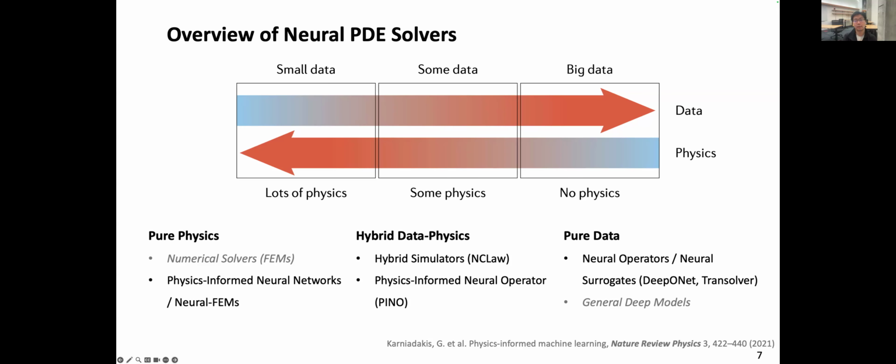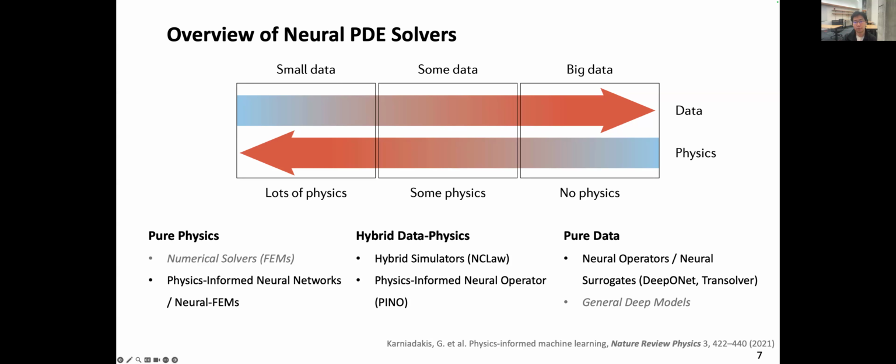First is pure physics, and the representative work is physics-informed neural networks, named PINNs. Some researchers also name it neural FEM. I saw some of these names in papers about 5 years ago, but I don't know why they call this neural FEM. And in this talk, I will discuss the difference between FEM and PINNs.